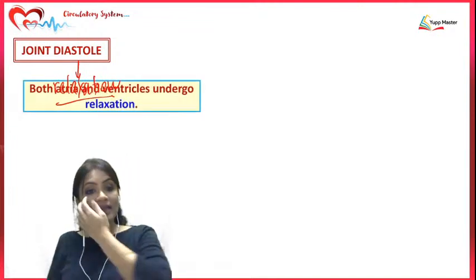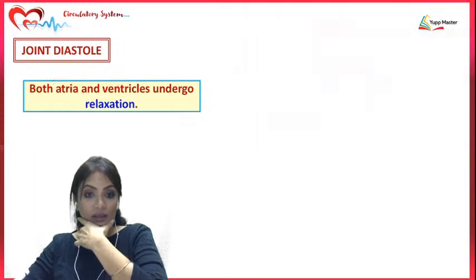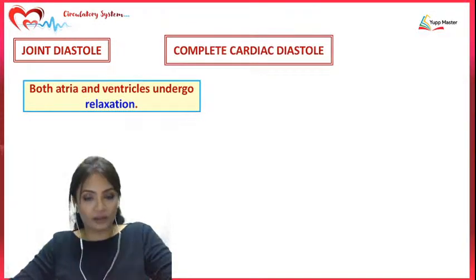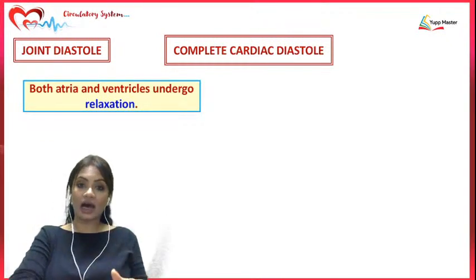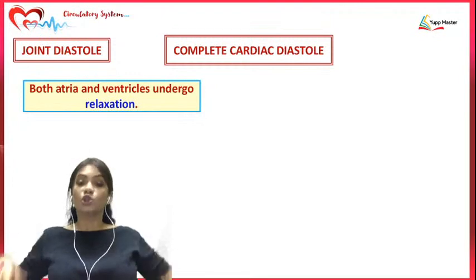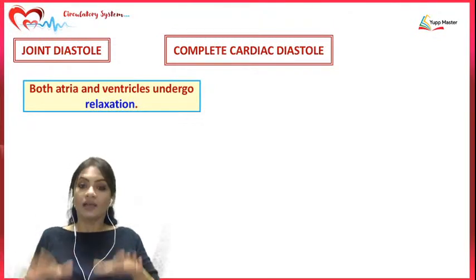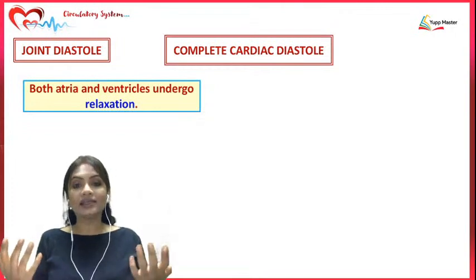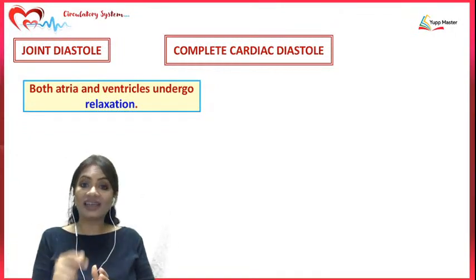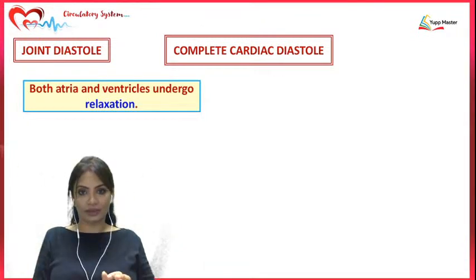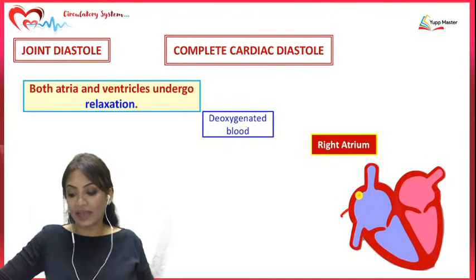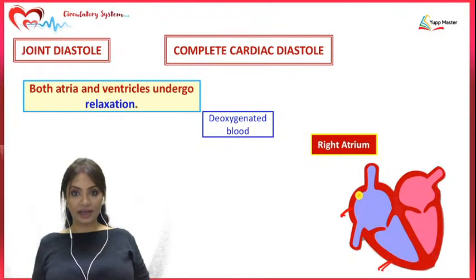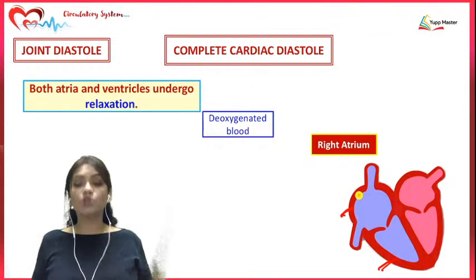So what is happening in joint diastole? Basically, both the atria and the ventricles are undergoing relaxation. It's not that the heart will just relax and nothing will happen. While the heart muscles are relaxing, the heart is empty, and it takes that opportunity to allow blood to enter into it. Now the atria are relaxing and the ventricles are relaxing, so why don't we use this time to fill the heart back with blood?